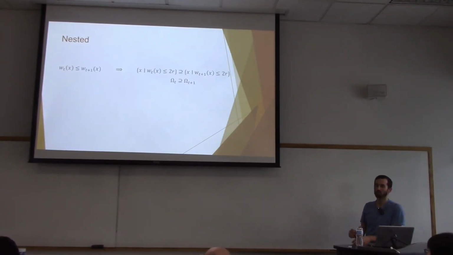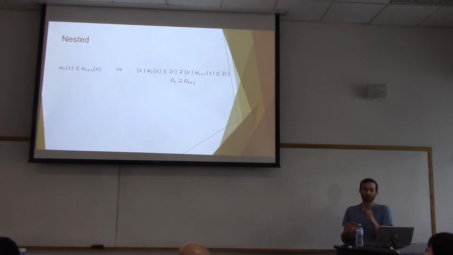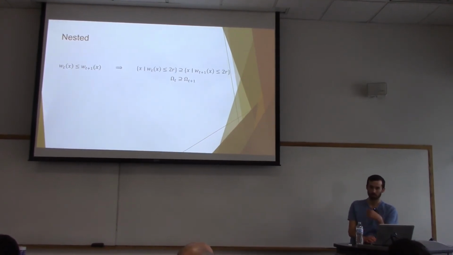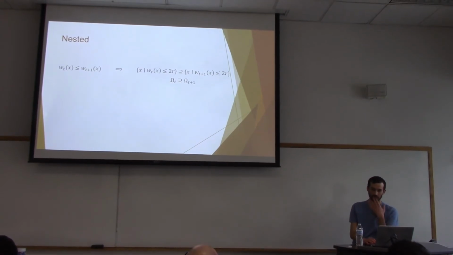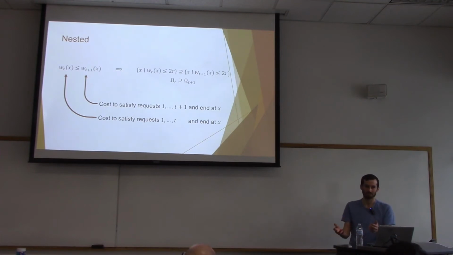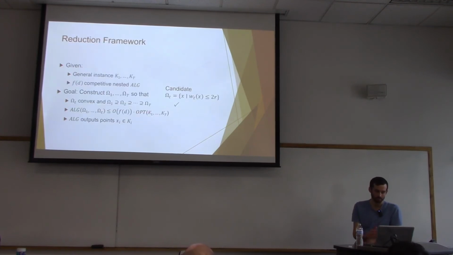So the next thing is the nested property. To show this, I just need to show that the work function value is going to increase over time for any fixed point x, because then any point which has work function value 2r at time t plus 1 certainly had even smaller work function value at the previous time. So that'll show me that omega t contains omega t plus 1. This is simple because the work function at time t is just how much it costs to serve the first t requests. At time t plus 1, I had to serve more requests, so the cost can only increase if I have to serve an extra request. So far, I've checked off the first bullet here. I've got my desired convex nested instance.